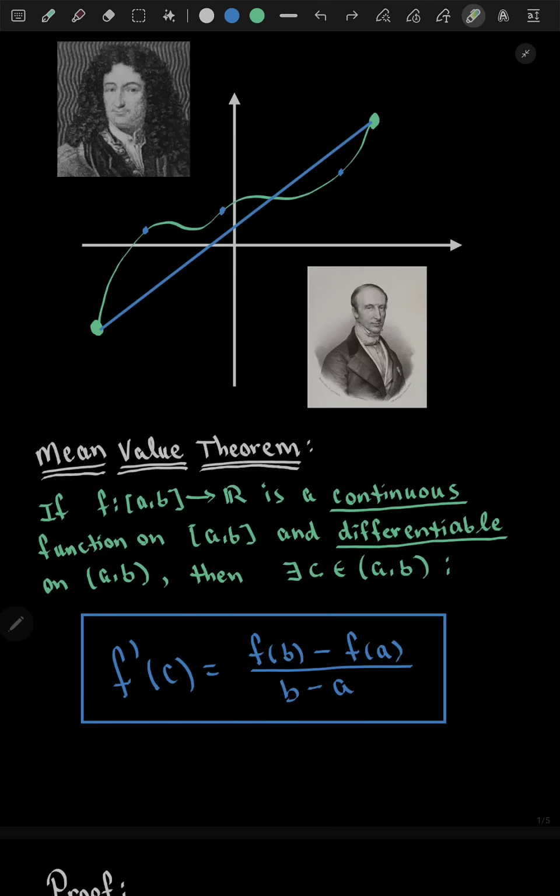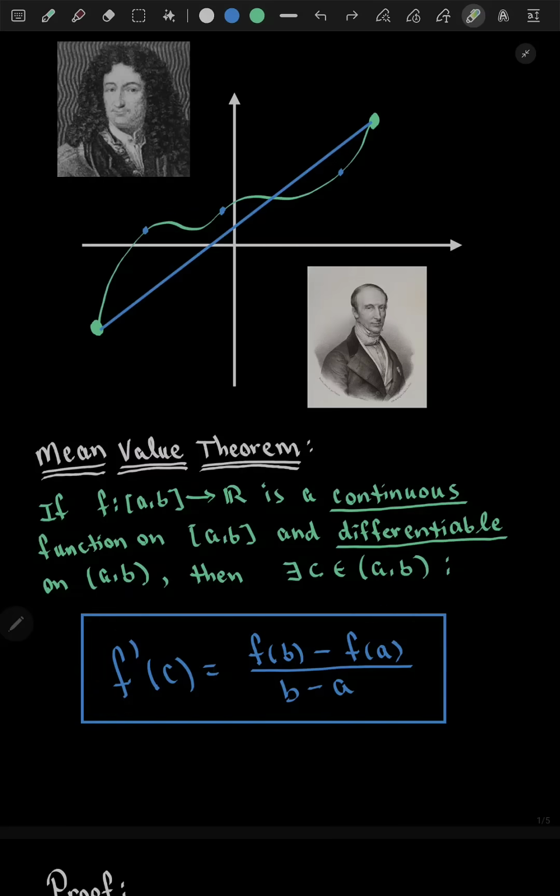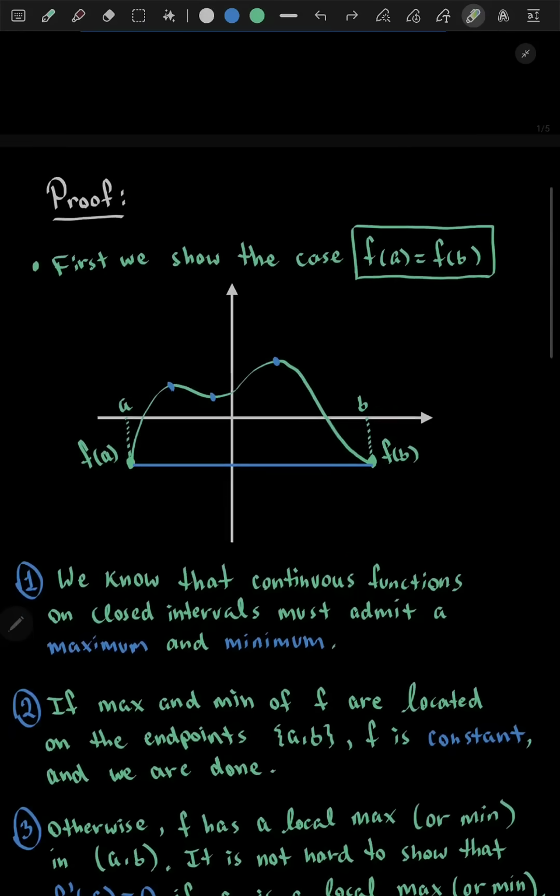This is the content of the mean value theorem, and it states that if we have a function f from the closed interval from a to b to the real numbers, and if f is continuous on this closed interval and differentiable on the interior of this interval, then there exists a c in the interior of this interval such that the derivative of f at c is equal to the slope of this line that connects the endpoints of the graph of f. And so let's prove this result.